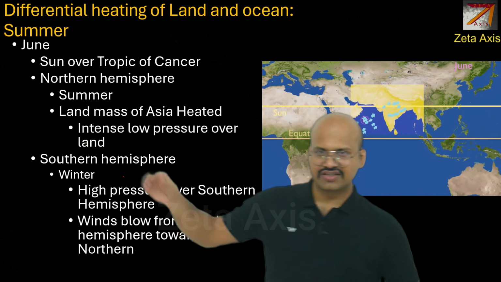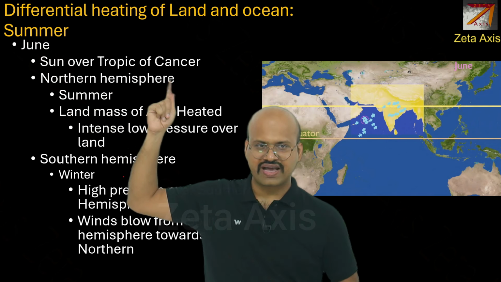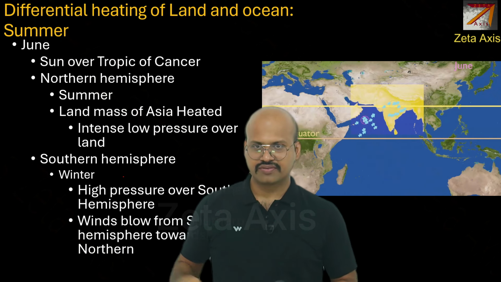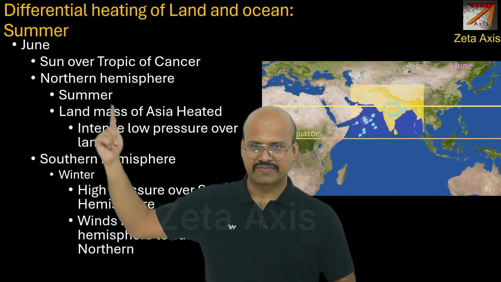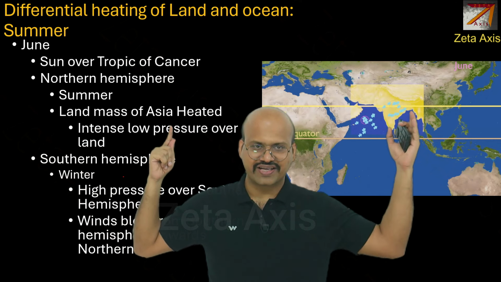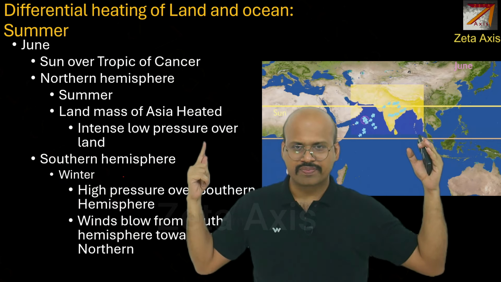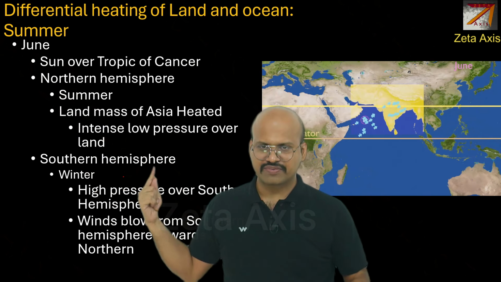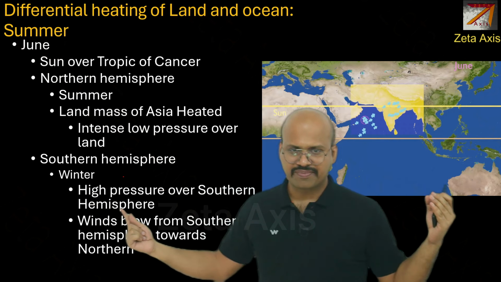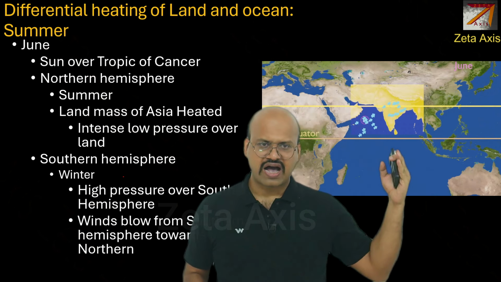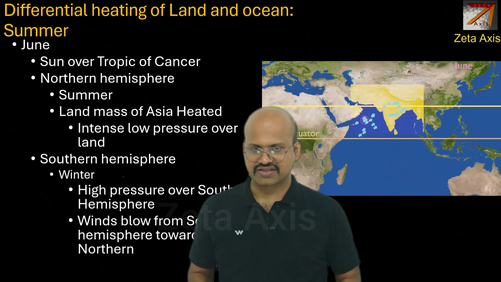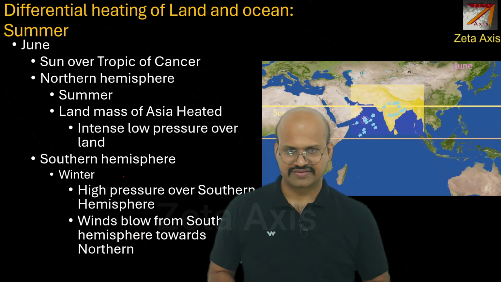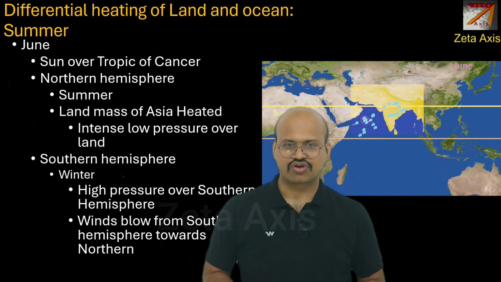So here we can see in June, the Sun is over Tropic of Cancer. The Sun is right over here, right over the Indian subcontinent. In the northern hemisphere, summer is there. The land mass of Asia gets heated. We can see that clearly it is heated, with intense low pressure over the land. In the southern hemisphere, there is winter, with high pressure over the southern hemisphere. So here we will have higher pressure compared to the land mass in this region. Therefore, winds will be attracted from the southern hemisphere towards the land region. So this is what G.C. Leong calls the cause of monsoon.